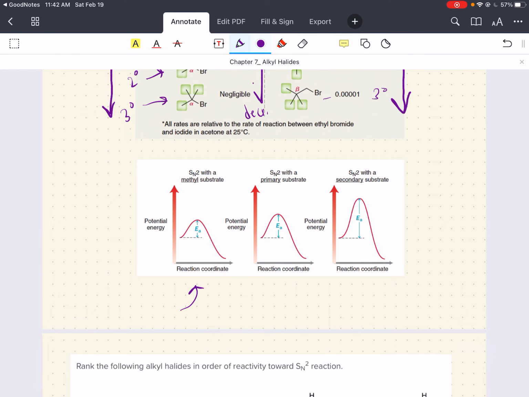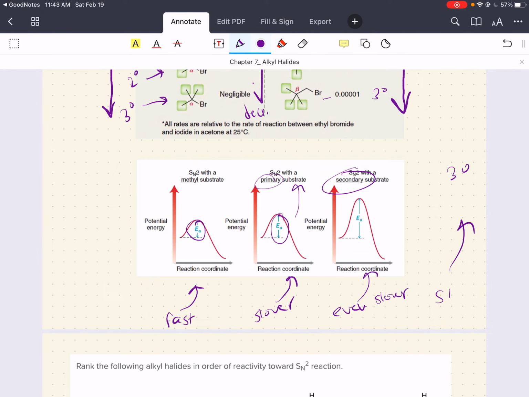See, SN2 with a methyl substituent, look at how small your activation energy is. Very small. So the reaction is fast. That's with a methyl substituent. With a primary substituent, look, our activation energy is higher. It takes more to get the reaction going, so it's going to be slower. Secondary substituent, even slower. And if we had tertiary here, it would be the slowest. So that's really important to remember.